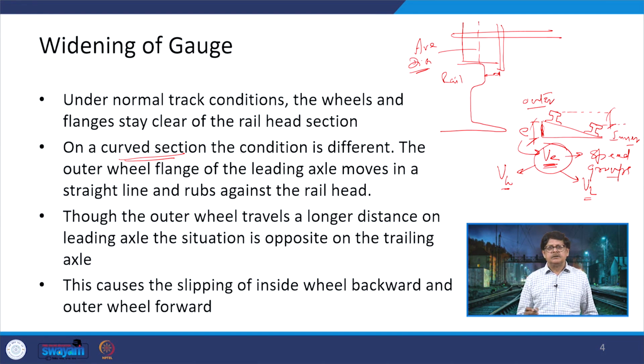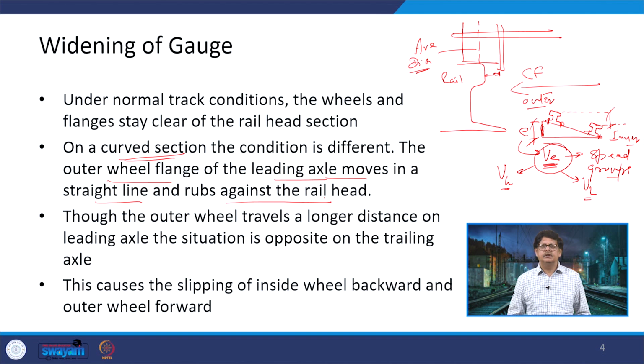That means, now when this interaction is changing, there is a force which will be acting. So, in this case there is a centrifugal force which is going to act outwards, and if the fastenings which are provided to contain the rails with the sleepers are not good enough and this pressure is higher, lateral forces are higher, there is always a possibility the gauge can widen at that particular location. So, what it says is that the outer wheel flange of the leading axle moves in a straight line and rubs against the rail head when it is on a curved section.